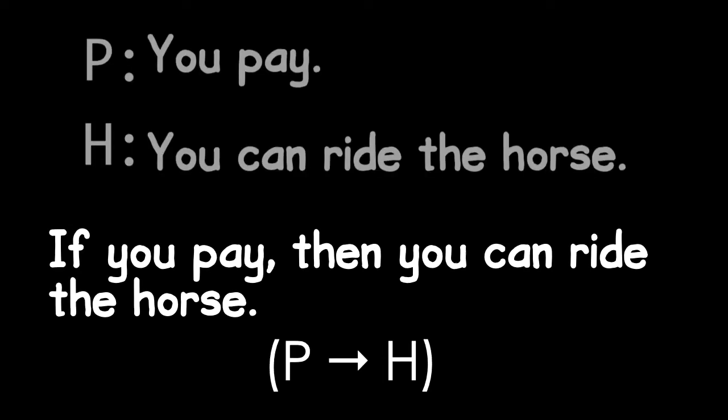Imagine a situation at a fair where one of the vendors is offering pony rides. We might describe the situation in this way. If you pay, then you can ride the horse. How do we translate that sentence into SL? Well, as always, we'll need a symbolization key that specifies English language sentences, which we're translating to each sentence letter. Let P be you pay, let H be you can ride a horse. Now we'll translate this sentence as P arrow H, if P, then H.